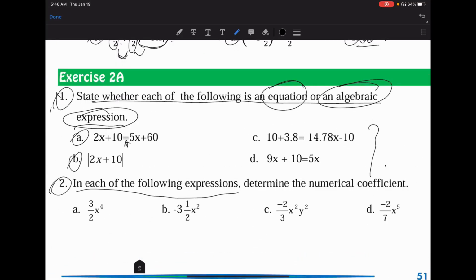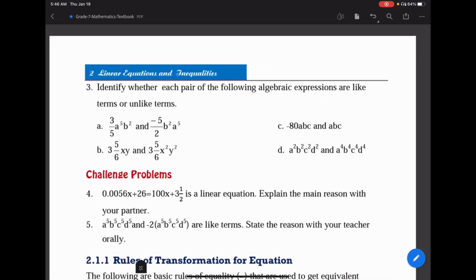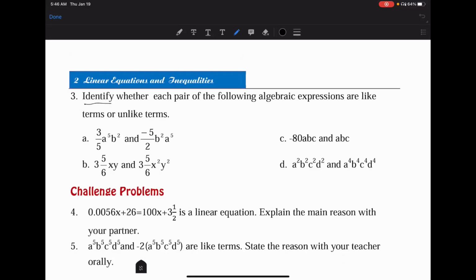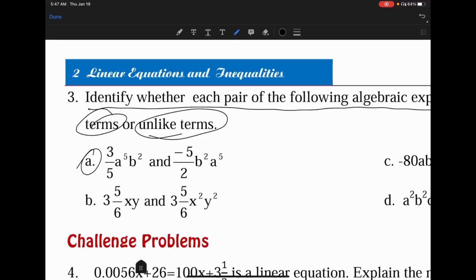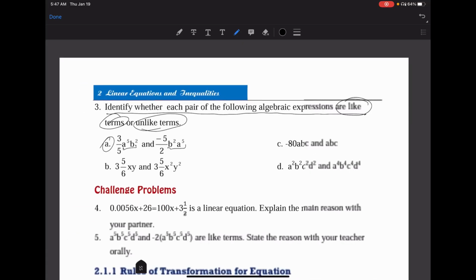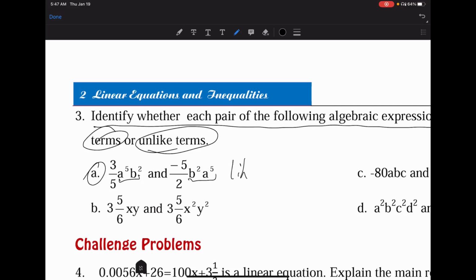Second, in each of the following expressions determine the numerical coefficient. This is also easy. This one is 3 over 2, this one is negative 3.5, and we go on like that. Third, identify whether each pair of the following algebraic expressions are like terms or unlike terms. A, we see a to the power of 5 b squared for the variables, then a to the power of 5 b squared. So they are like terms. Okay, they are like terms.